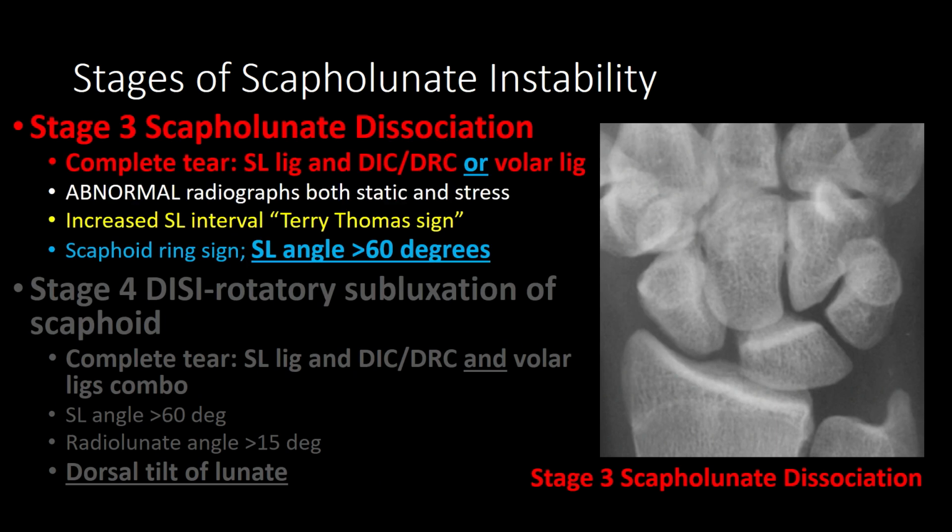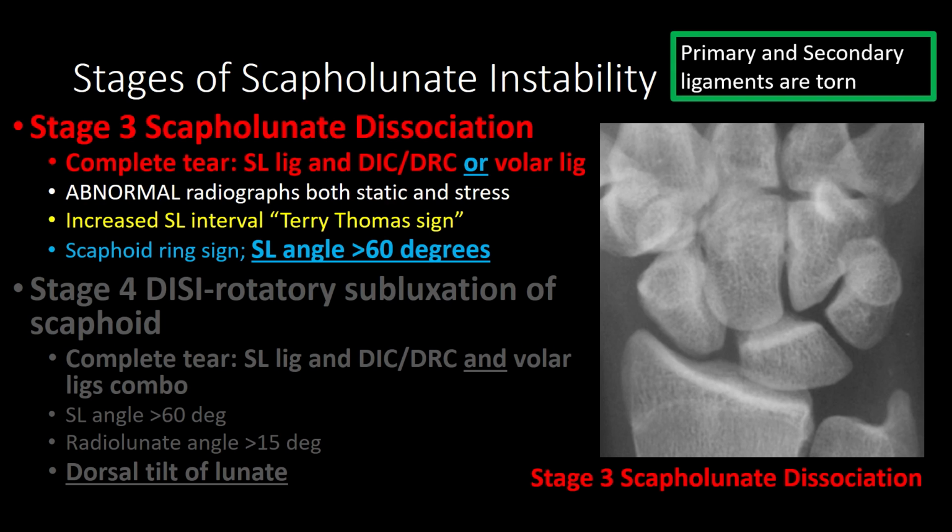All right. And stage 3, this was the case that I showed you. What you're going to see here is that there is now a tear of both the primary and secondary stabilizing ligaments, where in the other 2 stages, it was either one or the other or partial tearing. So you can see that there's a complete tear of the scapholunate ligament, and it might be one of the dorsal or one of the volar, but not both.